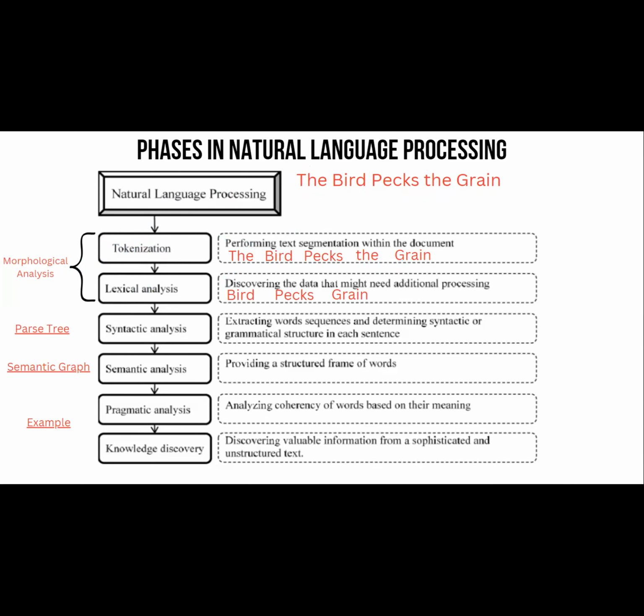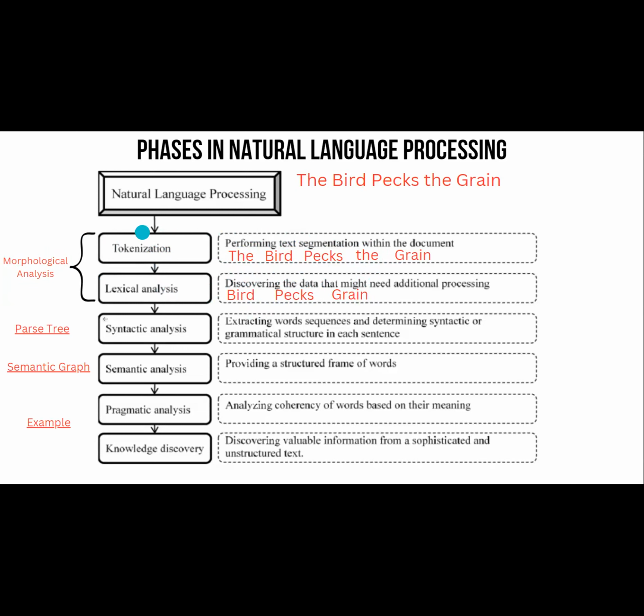After that, what you do is you remove the stop words. Stop words means the punctuation marks or the articles which are not actually contributing to the meaning of the sentence. So in the bird pecks the grain, there are two articles, and those are being removed. Okay, so this cleaning of the text is done in the morphological analysis. So we have got three words from the sentence: bird, pecks, grain.